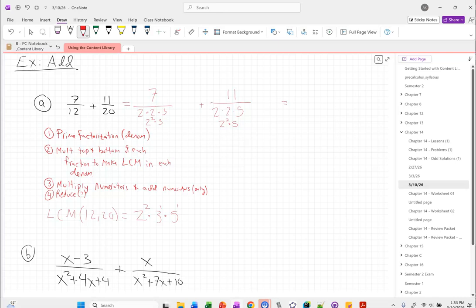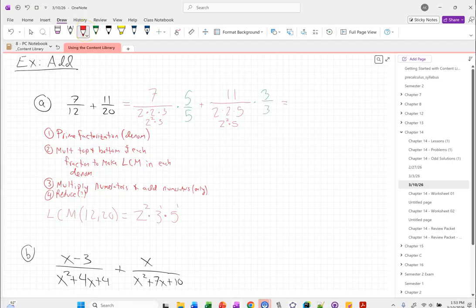Everybody's okay? So, what do we need to multiply this first fraction by to make the denominator be 2 squared times 3 times 5? I have the 2 squared, I have the 3, I don't have the 5. How about the second fraction? We got 3 on. I need the 3.